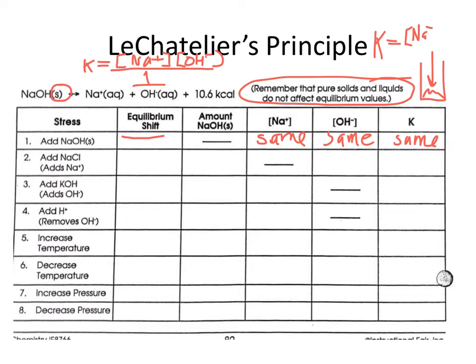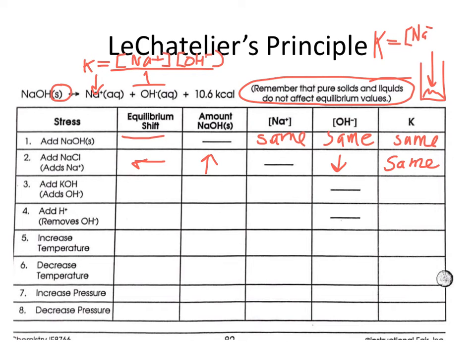So now if I were to add sodium chloride, in other words, if we add sodium, the equilibrium is going to shift to the left, and so we added sodium, the amount of sodium hydroxide is going to increase. The amount of OH minus is going to decrease. And the equilibrium constant will be the same because we're not changing temperature.